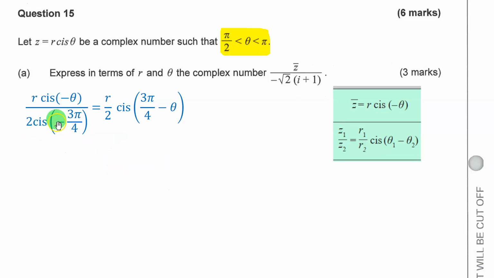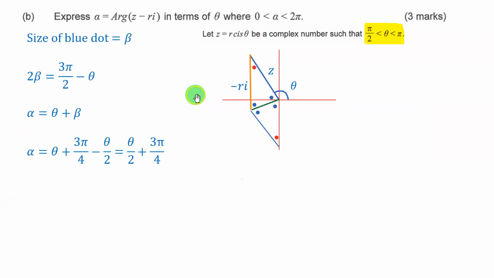So all that's left is basically it's going to be r over 2, and then cis, so it's minus theta upstairs, so that stays, but because we're subtracting minus 3 pi on 4, then that becomes positive. So there's the first 3 marks. Then over the page, and this question has a massive amount of space. I'm not really sure why, because we needed about 2 lines for the first 3, and we only really need a couple of lines for part B.